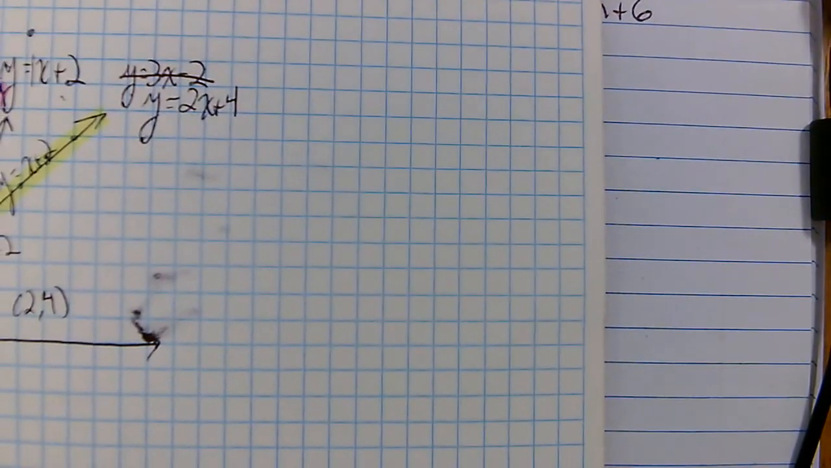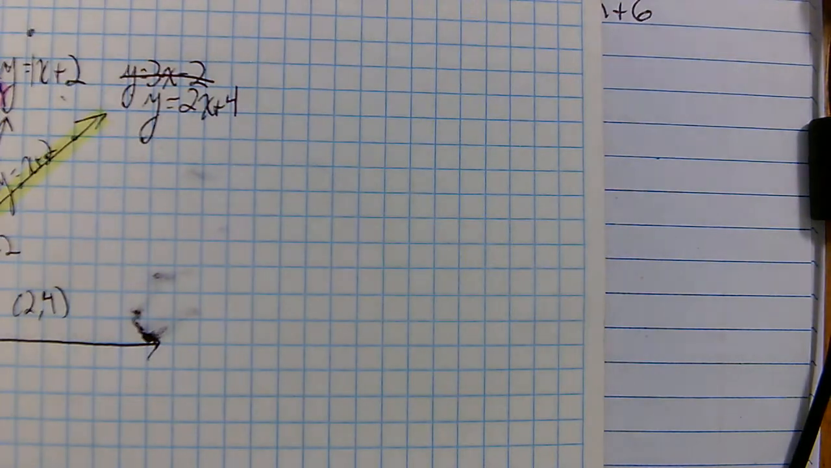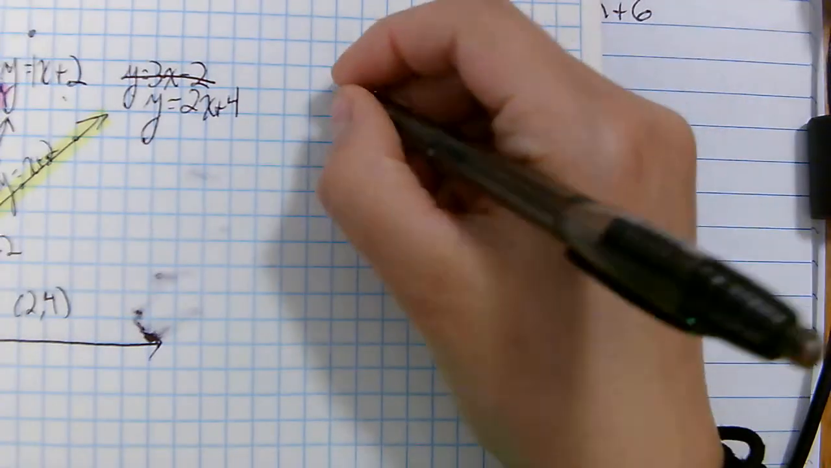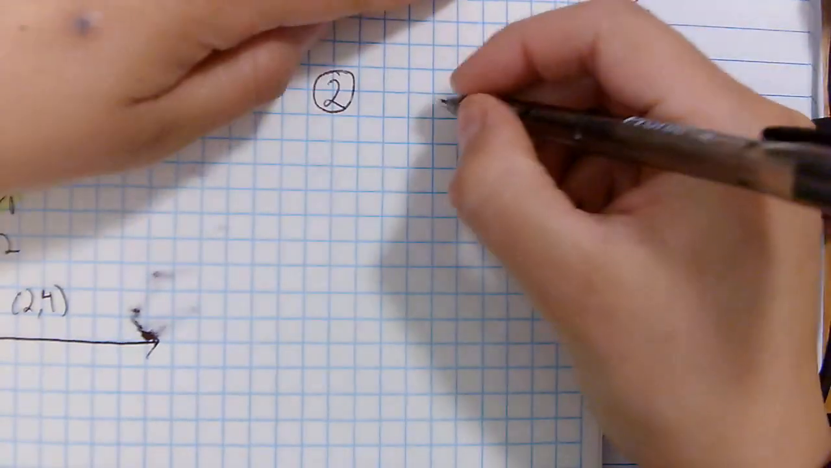Okay? And you know what? I'm actually going to use highlighters again. Let me get the one I dropped on the floor. Got it. Okay. Alright. So this is number 2. I'm just going to put a 2 there.